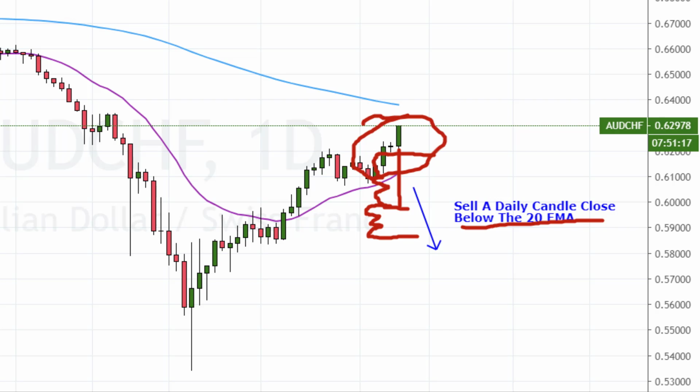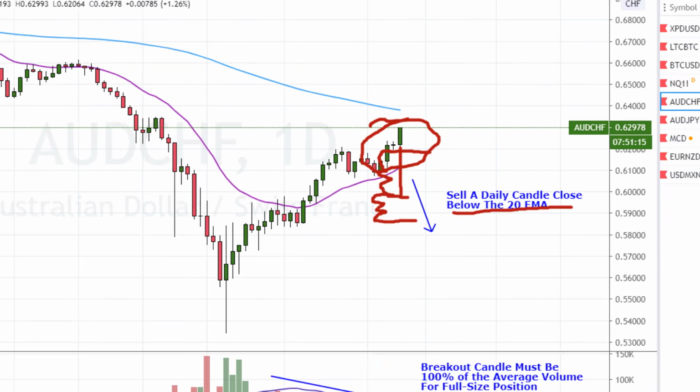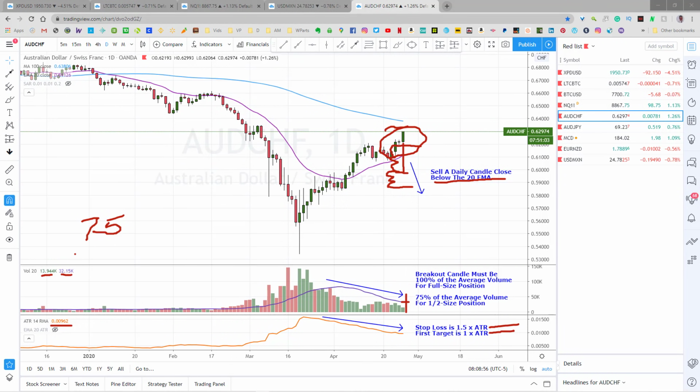I will only risk about 2% of my account on each trade. And that's today's setup on the Australian dollar Swiss franc forex pair.